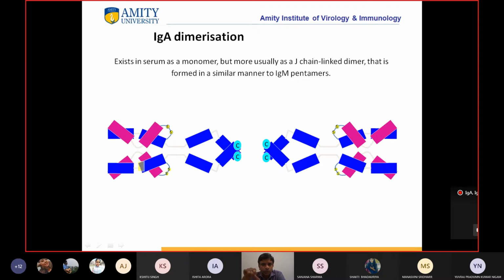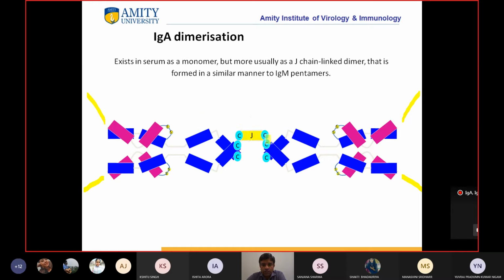So the process of dimerization is similar to that of the IgM pentamer, right? We have already seen this. You just need to imagine this is your Fc region, and then you have the Y arms here. Now what happens again? Which molecule will help? It will be the J chain.